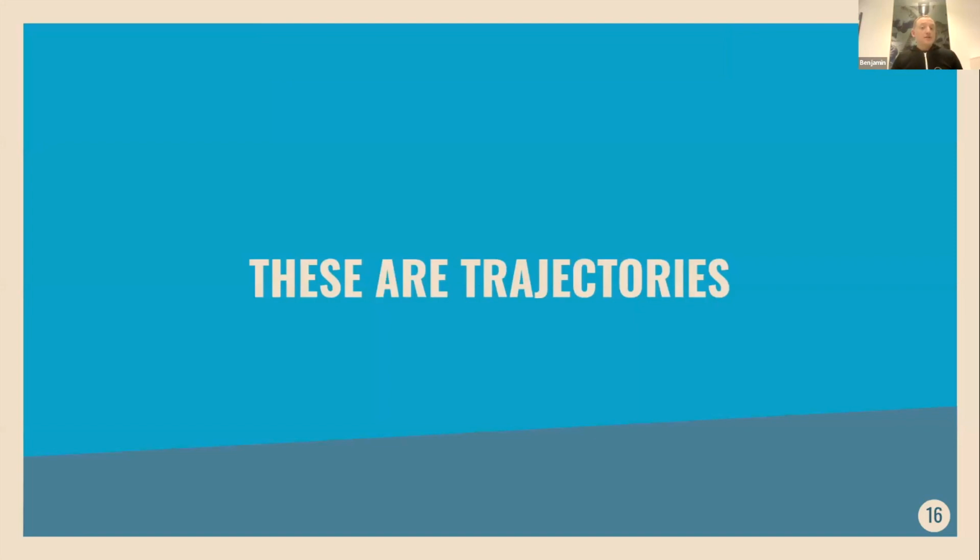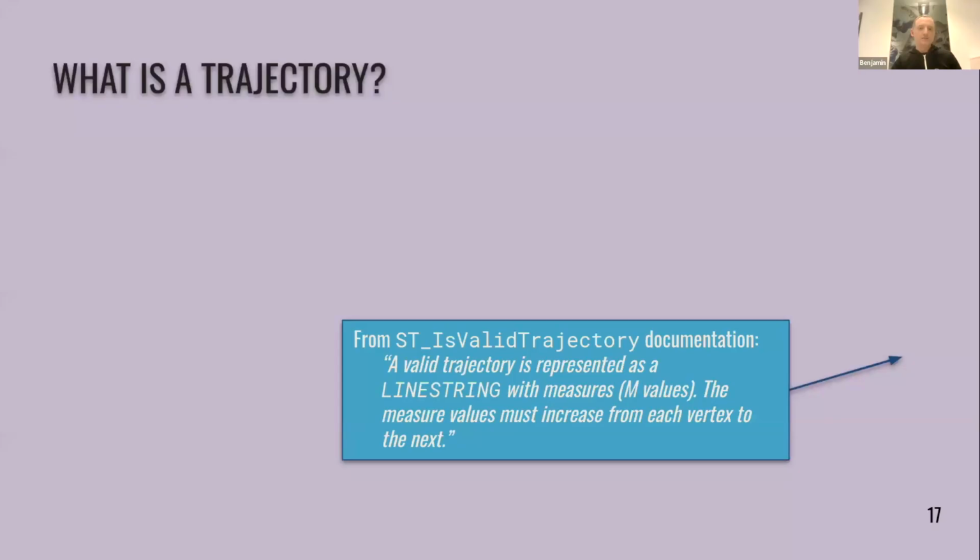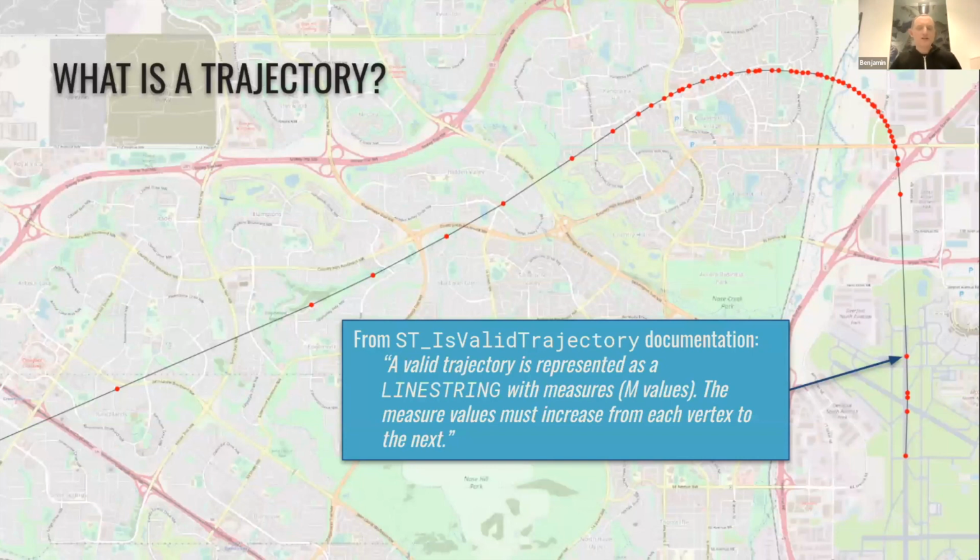So these are trajectories. As I named this talk, we're talking about trajectories in PostGIS, and now we actually have trajectories once we make this small addition to that initial data model. So what is the definition of a trajectory? Well, PostGIS has a function called ST_IsValidTrajectory. I literally went to the PostGIS documentation and took the definition from there, and it says a valid trajectory is represented as a line string, which we have. A line string with measures and values, which we now have as well.